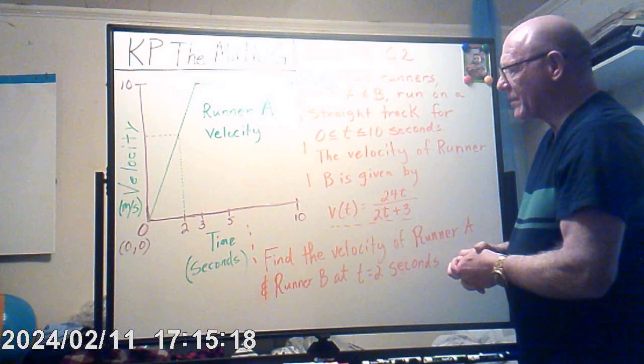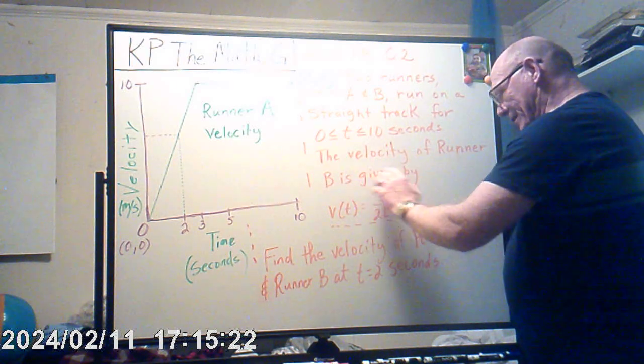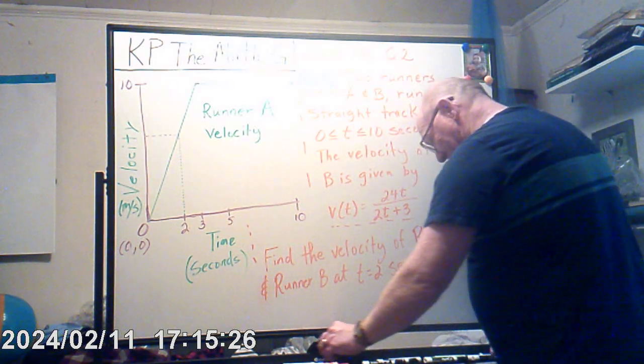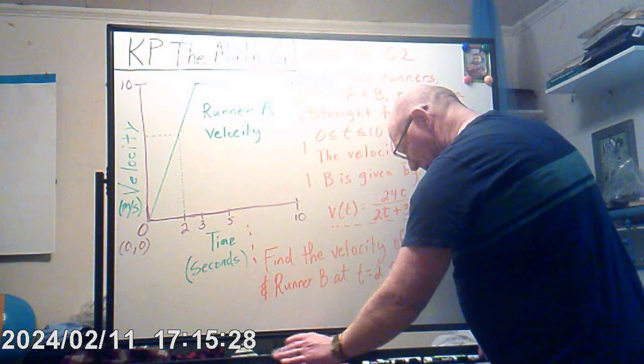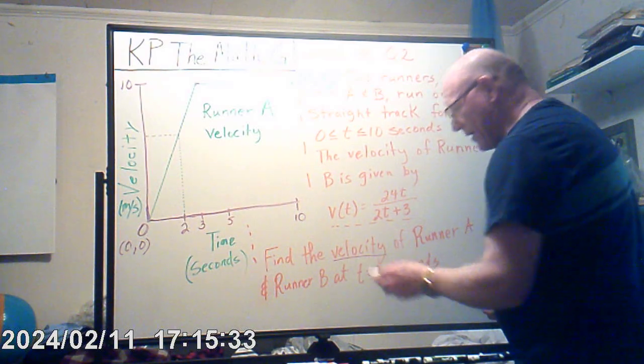Well, anyway, runner A's velocity is the graph. Runner B's velocity is given here. The first part says find the velocity. Well, the velocity is already given to you.